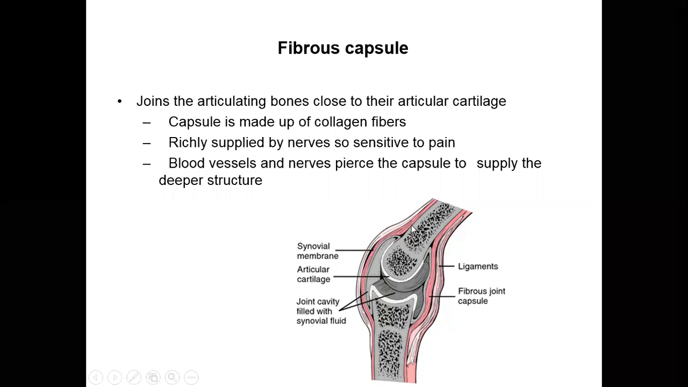So here the fibrous capsule is having collagen fiber, and it is richly supplied by nerves. So there are a lot of nerves which are going to supply the fibrous capsule. So it is sensitive to pain. You might have experienced, if an injury happens to the joint, it's a painful thing because the fibrous capsule is involved in those cases, where it is supplied by a lot of nerves, and also blood vessels. The nerves can also pierce through the fibrous capsule and supply the inner aspect of the joint.